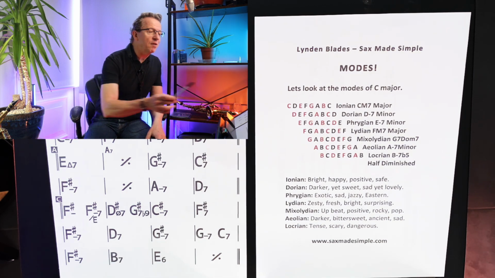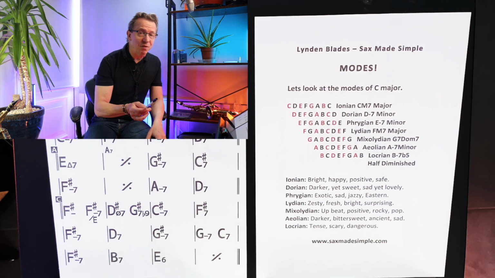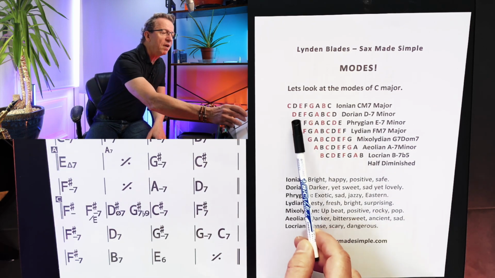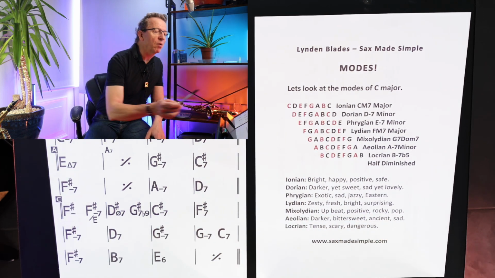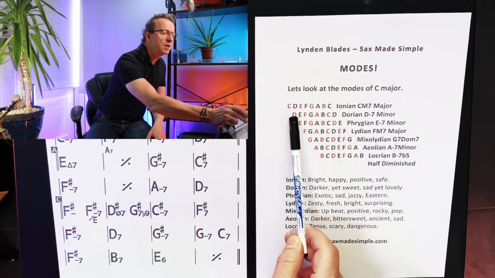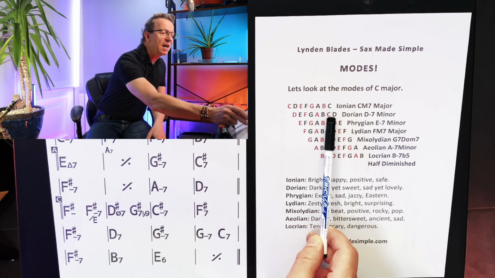Now, as I've said, if we start C major, the same sequence of notes, but starting on the D, we go from D to D, and now we've got a different scale. And the reason for that is the relationship between the root and the third and the fifth and the seventh has now changed, and you get this sadder, darker sound. And the reason for that is the relationship between the root, whatever that is, and the third.